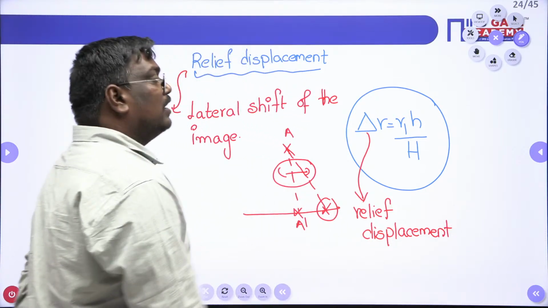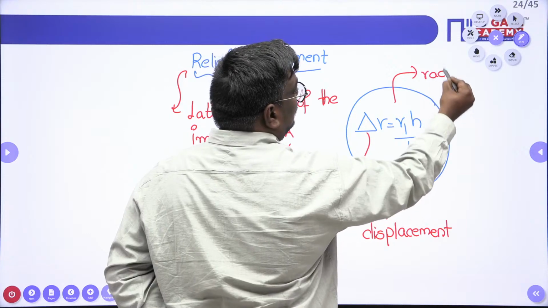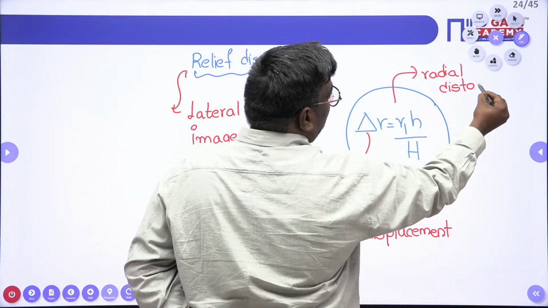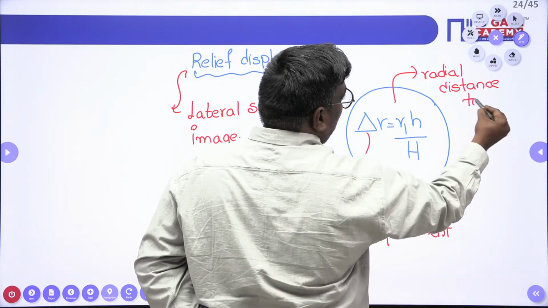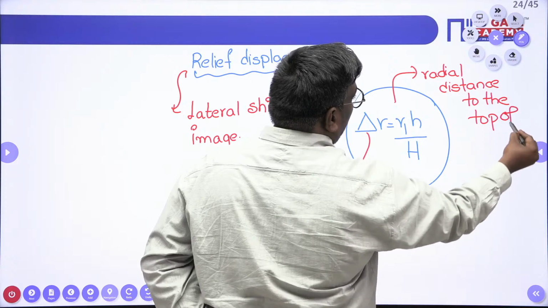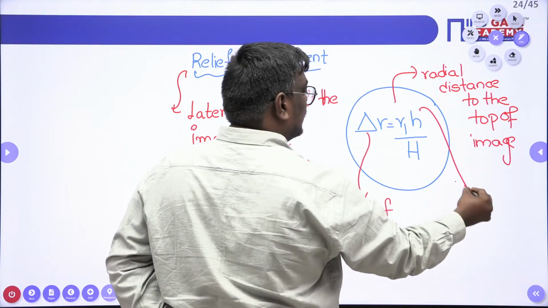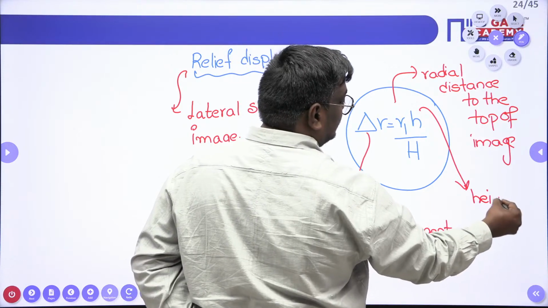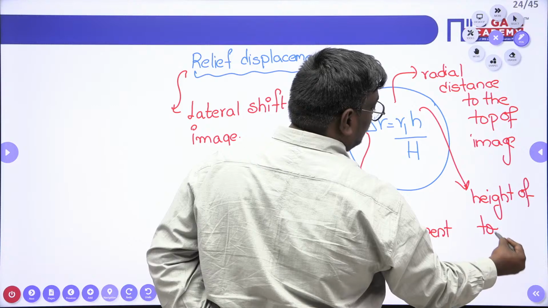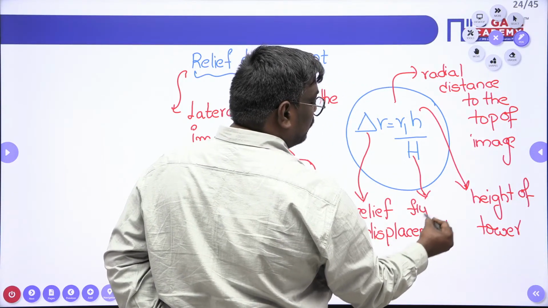And what is r1? r1 is the radial distance to the top of the image. And what is small h here? h is known as the height of the tower. And what is capital H? Capital H is known as the flying height.